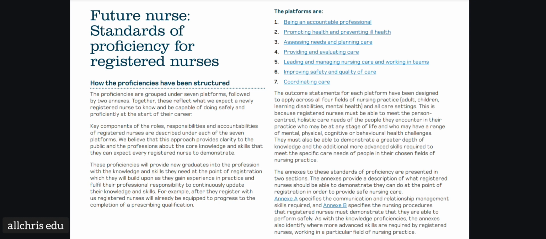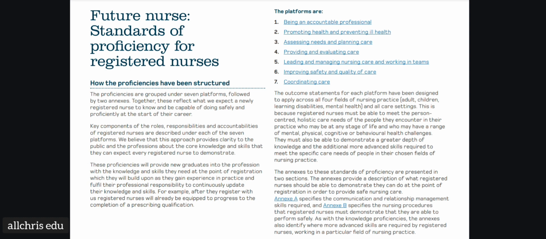How the proficiencies have been structured. So how the capabilities, what skill they need, how it is structured according to these standards. The proficiencies are grouped under 7 platforms. So what capabilities or skills they need, it is divided into 7 platforms here, followed by 2 annexes. Together these reflect what we expect a newly registered nurse to know and be capable of doing safely and proficiently at the start of their career.